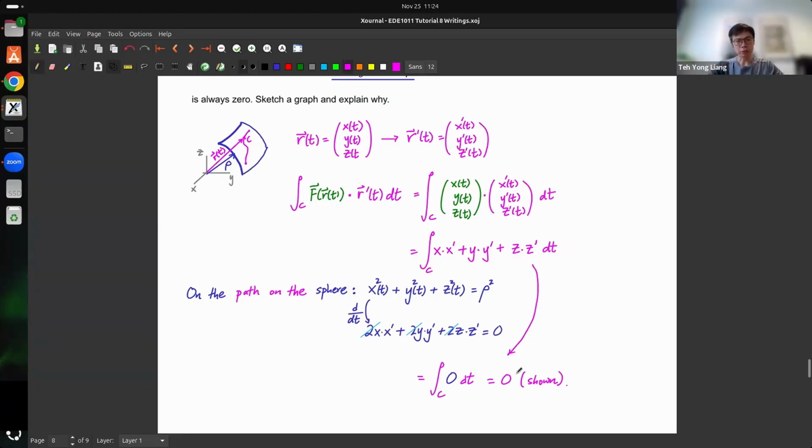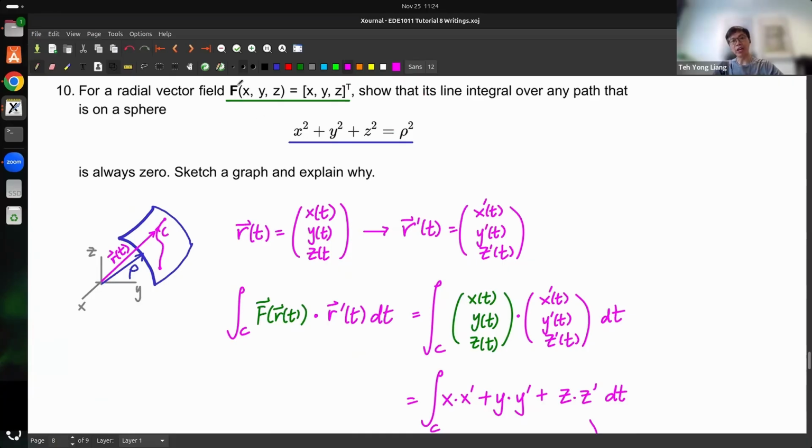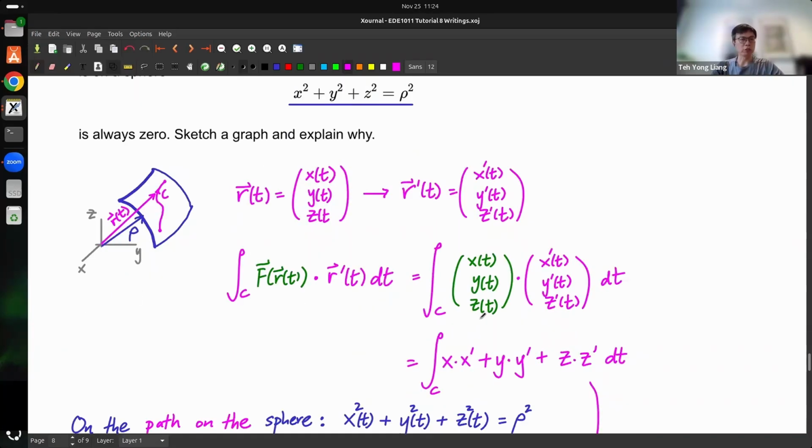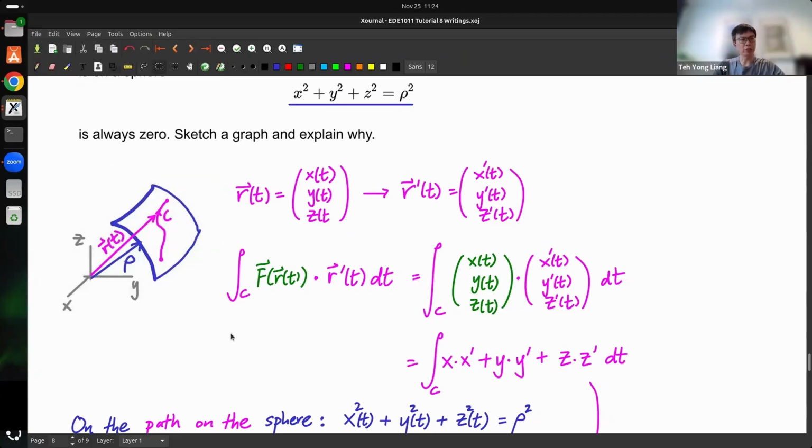This is only true if your F here is a radial vector field. Because if it's not a radial vector field, then this will not be x, y, z here. So it is a radial vector field. So why is it that it is always 0? We found that it is always 0 mathematically, but there's a reason. The reason is, if you were to draw the radial vector field on the path, then we realize something very interesting.